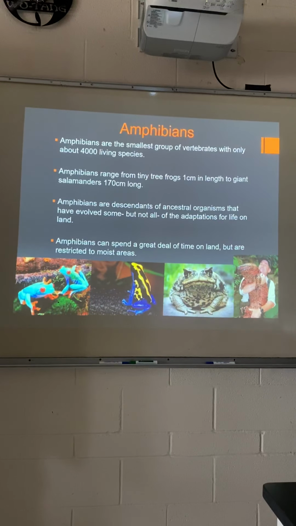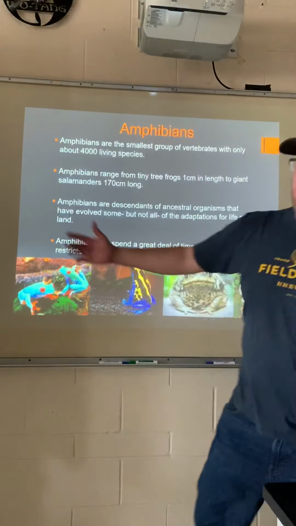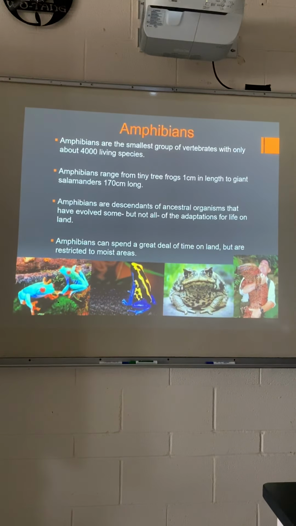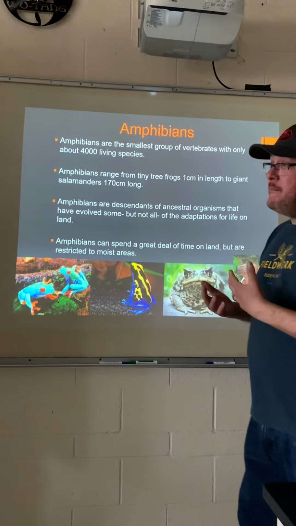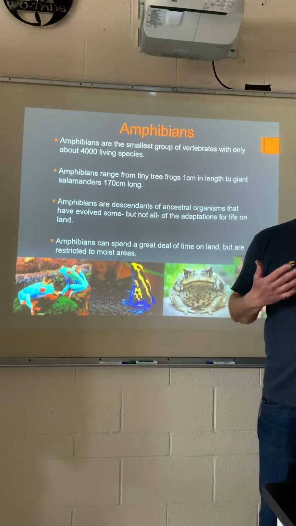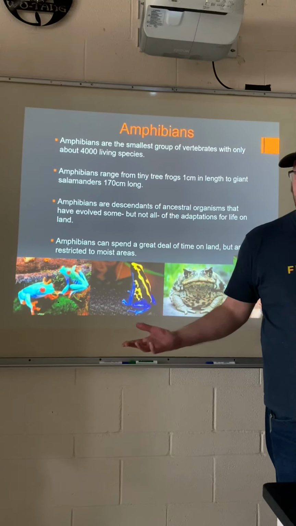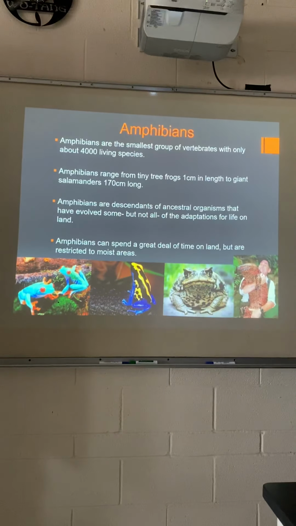So they range from teeny tiny tree frogs, something a quarter the size of a postage stamp, all the way up to giant salamanders of Japan, which are about as big as me. No joke, I'll show you guys videos. They're descendants of organisms that have evolved some, but not all, adaptations for land. And though they spend a great deal of time on land, they're restricted to moist areas, so that's why we see them, for the most part, in those types of conditions. And we'll see some exceptions as well, like the water-holding frog that can live in desert areas.